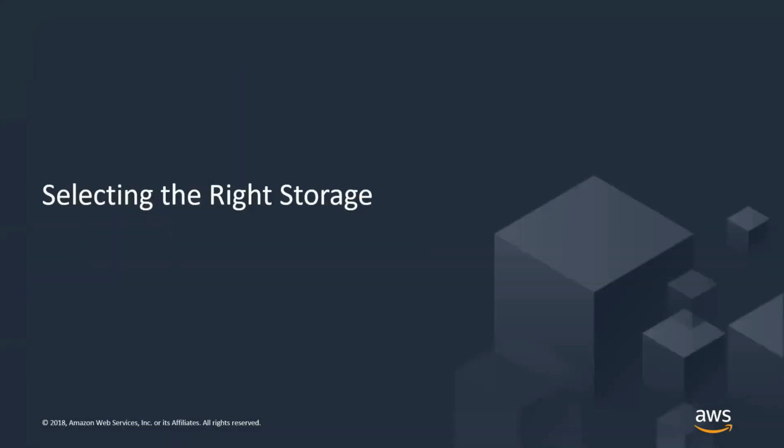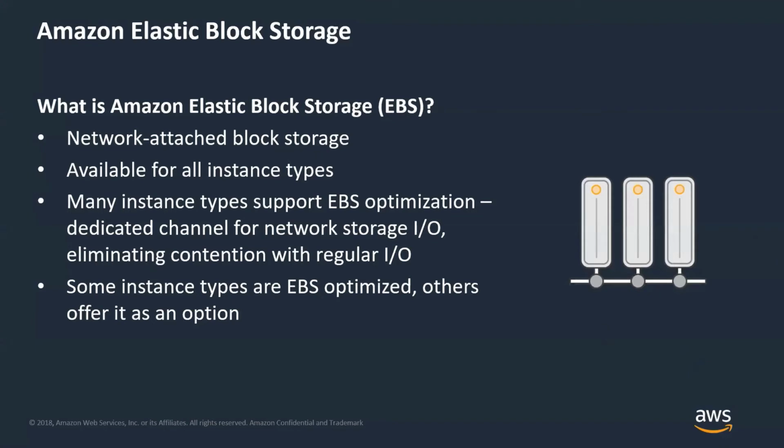So what about storage? How are you going to store your data on the EC2 instance? Again, earlier we talked about Elastic Block Store. EBS is network attached storage, but it will be local to your instance, available to any instance type. You can configure optimization on it for either network IO or IOPS. Some instances are actually optimized for EBS, others offer it as an option, and it is scalable.